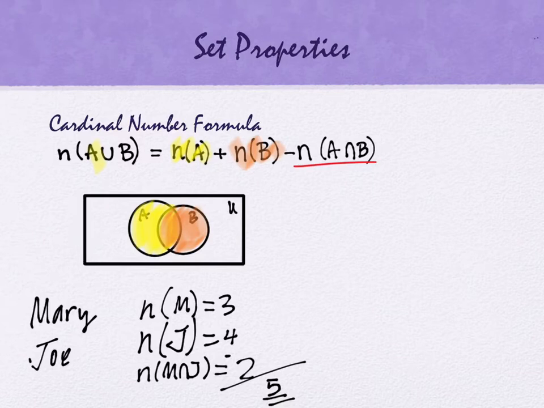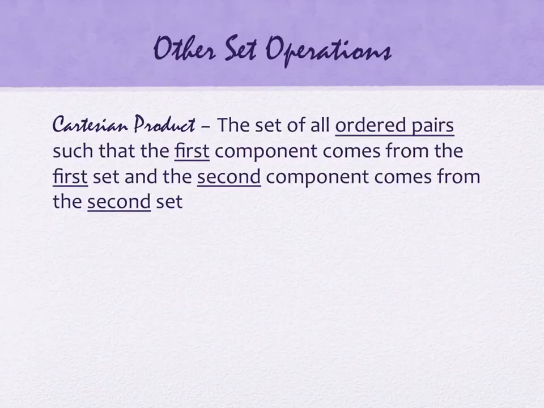There's one more piece of information before we get to some cool pictures. And I think we might be able to do 2 more examples, like the next one, Cartesian product, and then example 2a. So Cartesian product is the set of all ordered pairs such that the first component comes from the first set and the second component comes from the second set.